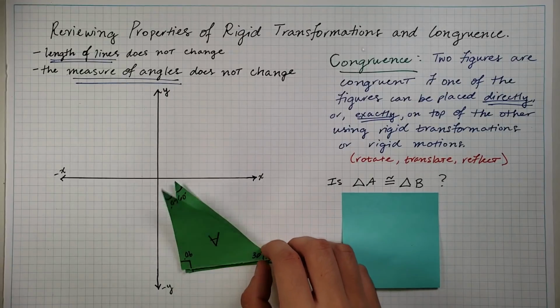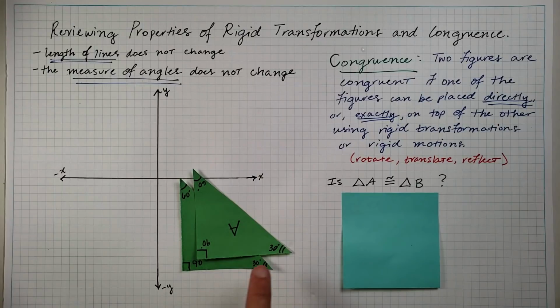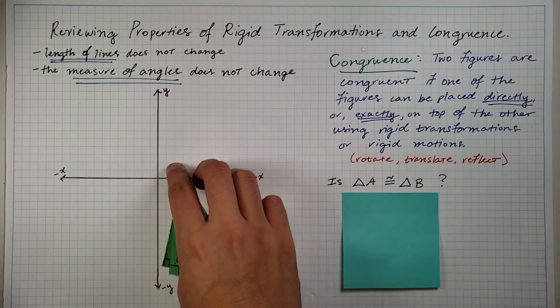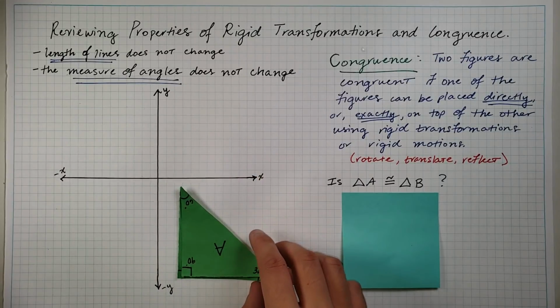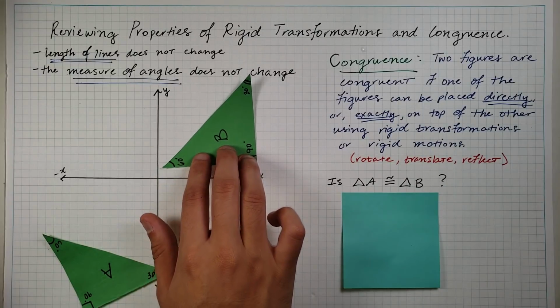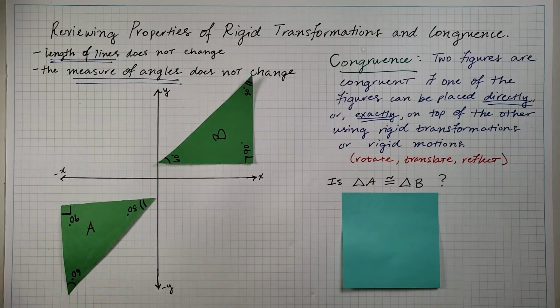That's it, they're congruent. Because look, here's 60, there's 60, there's 90, there's 90, there's 30 and 30, and they're exactly on top of each other when I do that. So that means they're congruent. Okay? Maybe we'll try a different way. Maybe we want to get to triangle B. Maybe triangle B looks like this, and maybe triangle A looks like this.